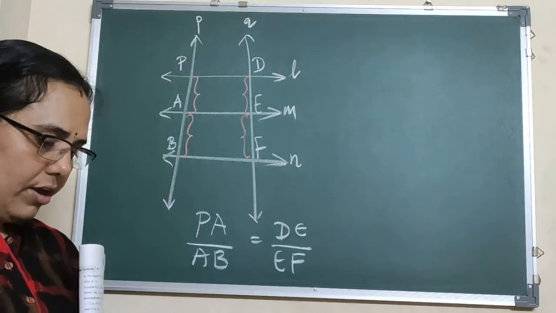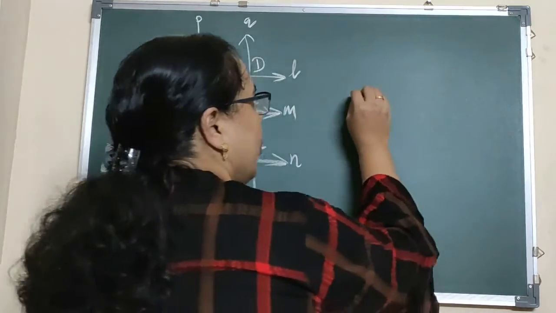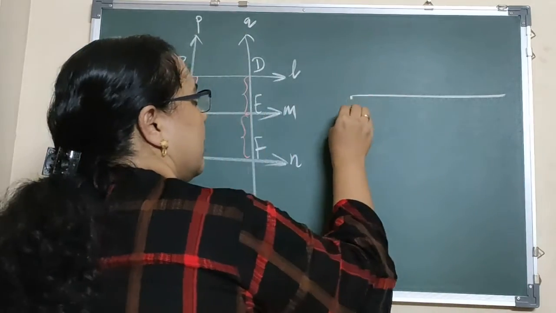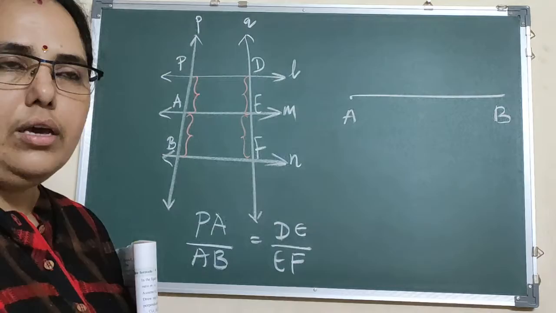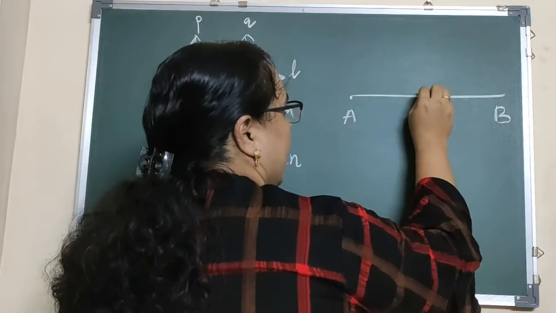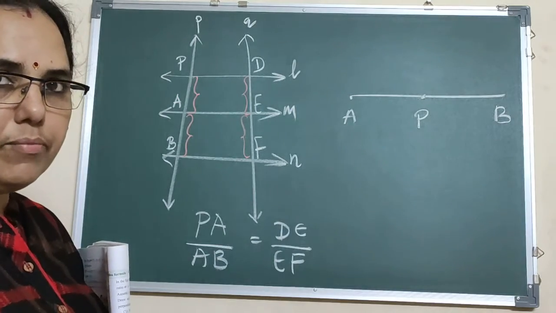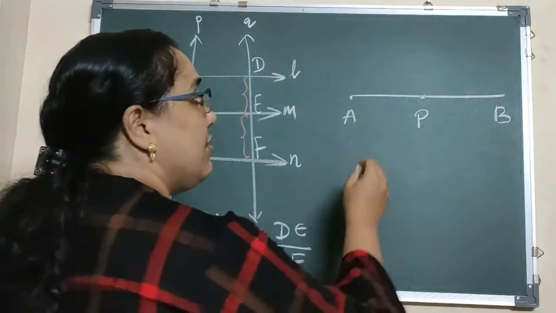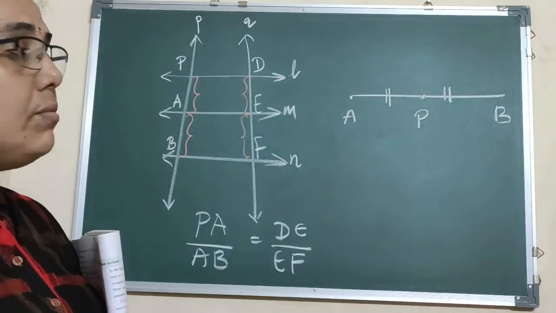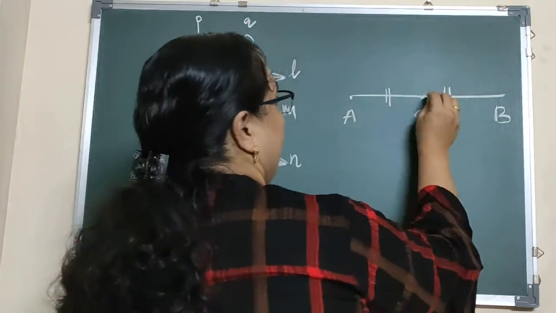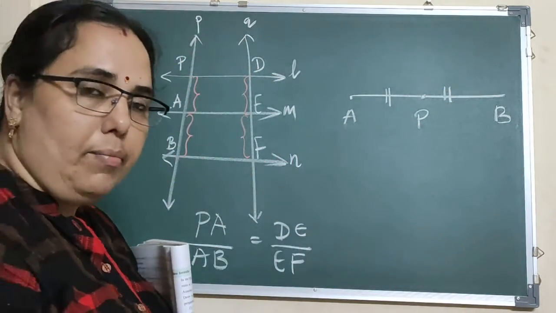Okay. Now as we go further, there is something called division of a segment. This concept also you had studied last year. If I have a segment AB, and point P divides the segment into two parts, then each part is congruent, right? If it divides a segment into two equal parts, each part is congruent. So AP is equal to PB is equal to half of AB.